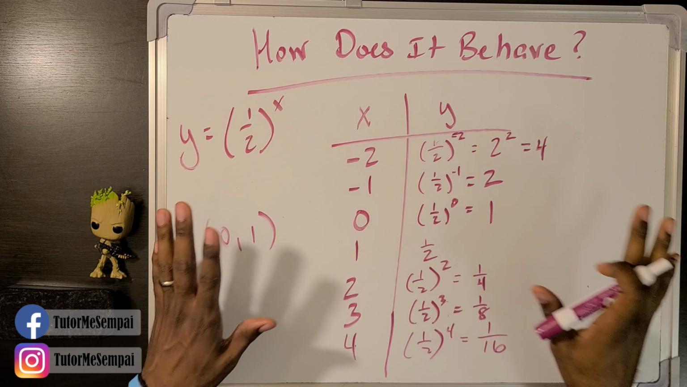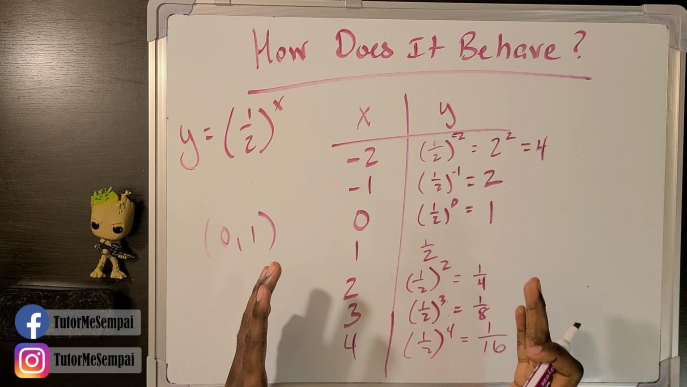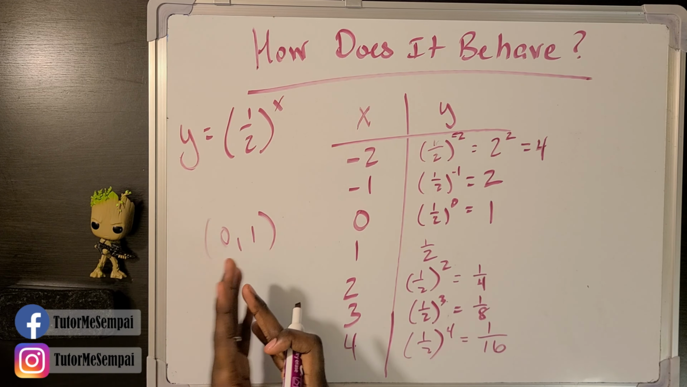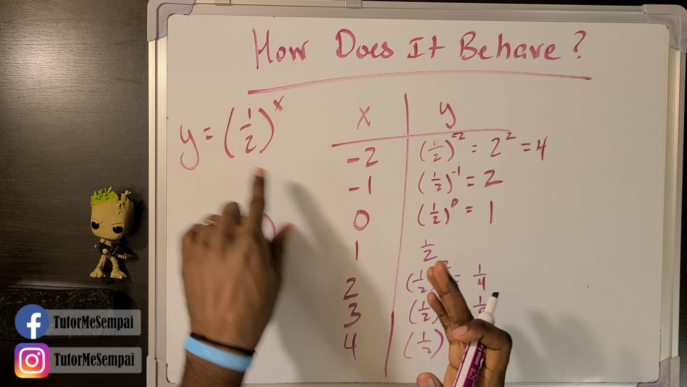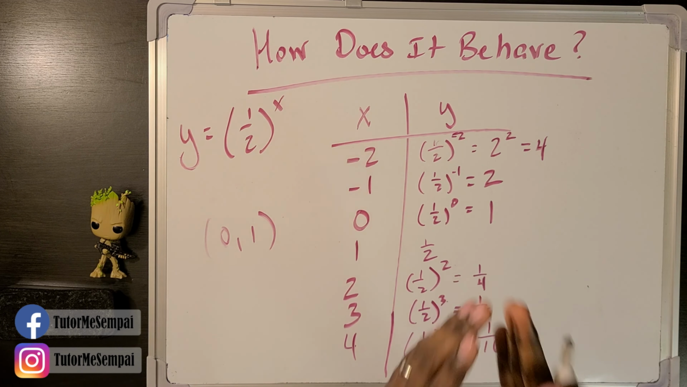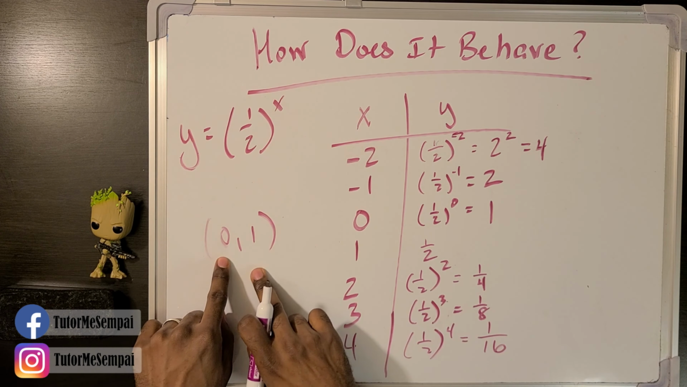So all exponential functions go through that same point, 0, 1. What happens before that or after that point changes based on what your base is, but everything that's an exponential function will have to go through that point 0, 1.